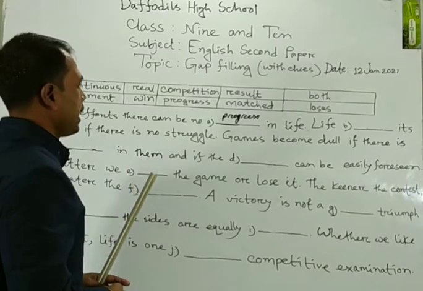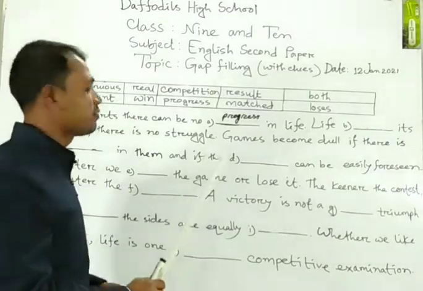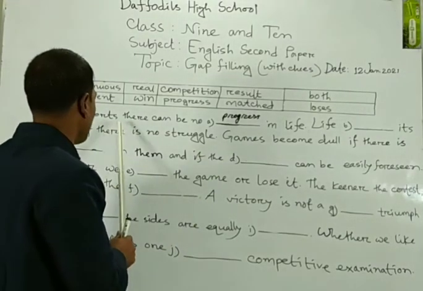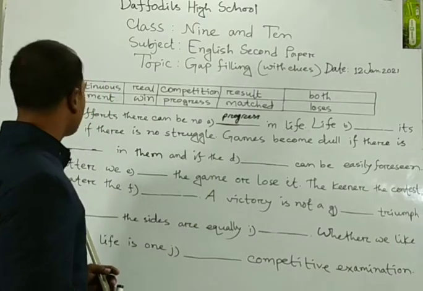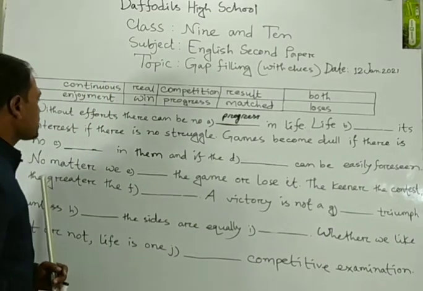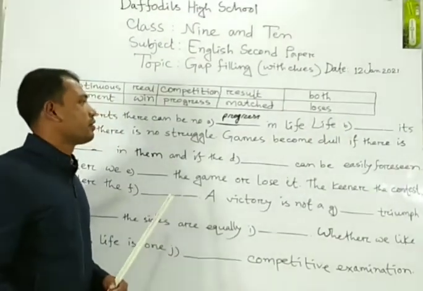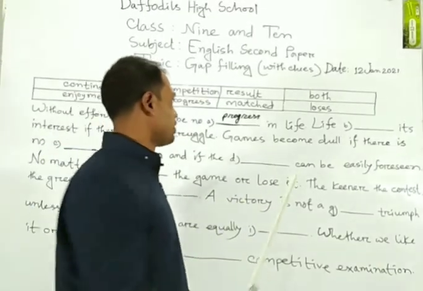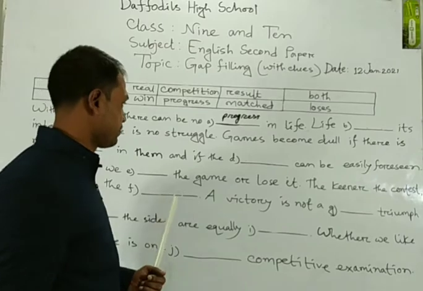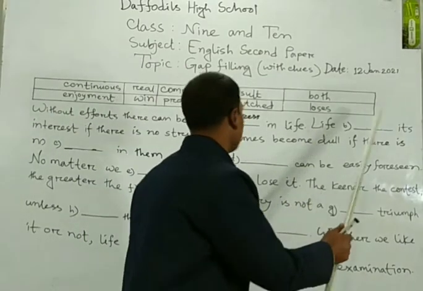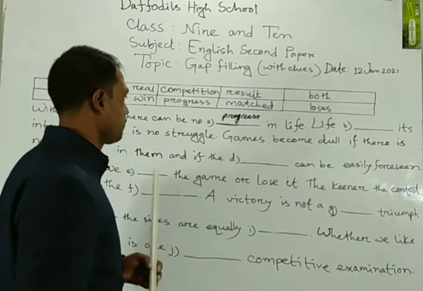Now try to read the line again. You will see that this line is very meaningful and correct. Without effort, there can be no progress in life. It means in Bangla, চেষ্টা ছাড়া জীবনে কোনো উন্নতি হতে পারে না. Now we shall try our best to fill the second sentence. Life dash its interest if there is no struggle.